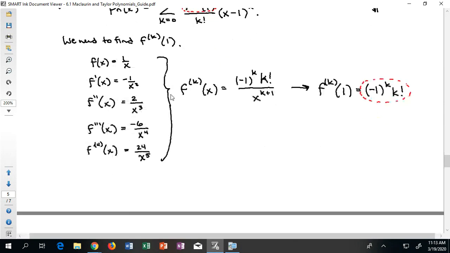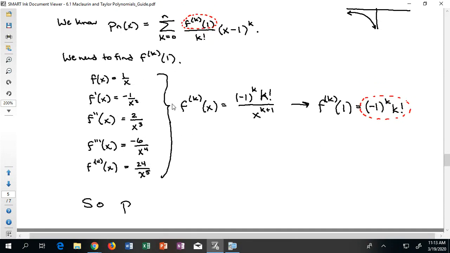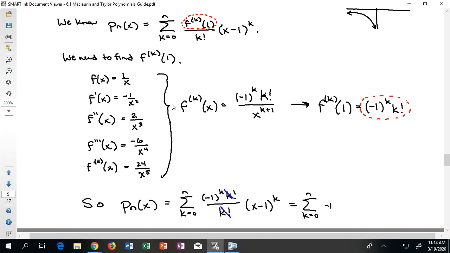And now I'm ready to simplify what I have. I like what I have up above, and I can say p sub n of x is equal to a series. Starts at 0 and goes to n. In place of that red stuff, I'm going to put negative 1 to the k times my k factorial, still have the k factorial on the bottom, and my x minus 1 to the power of k. Ooh, but now I can actually see that these k factorials could cancel, and if I wanted to, I could simplify this up a bit further. I could really just write this as negative 1 to the n, x minus 1 to the k.